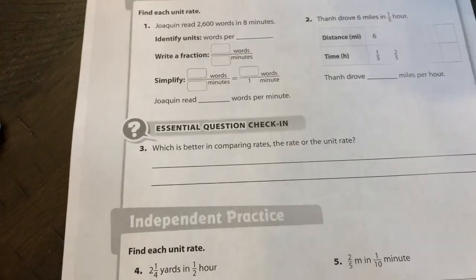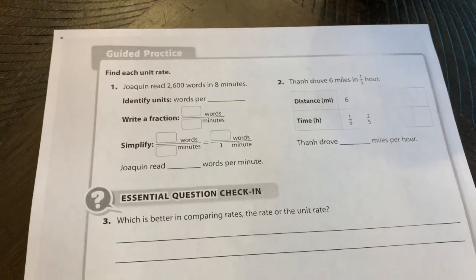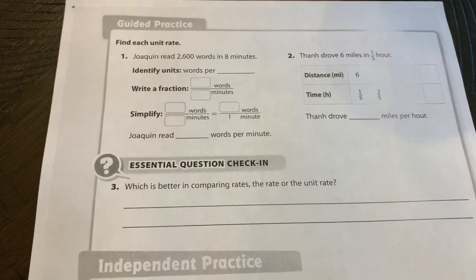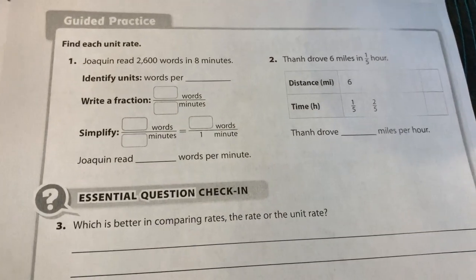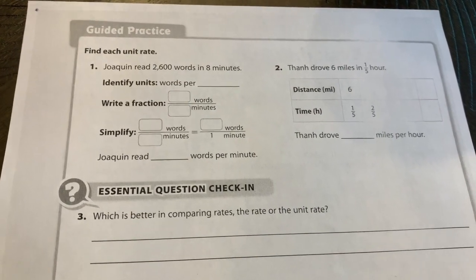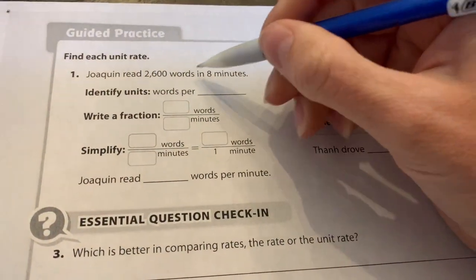So we're going to be doing the guided practice. First, Joaquin read 2,600 words in 8 minutes. First, we're going to identify the units. So we're looking for words per minute.